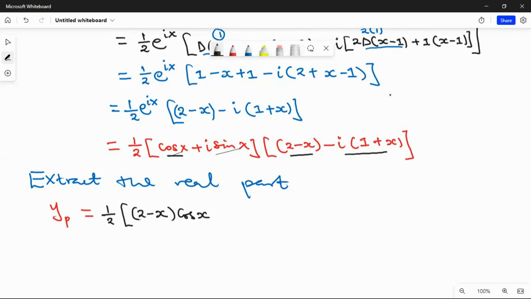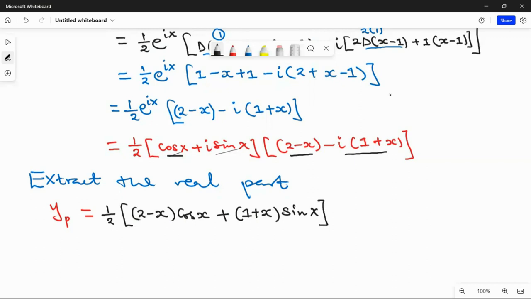Another one is when I multiply iota sine x times this other complex, negative iota into 1 plus x. Because you know i squared is negative 1. So that means we'll have i sine x times negative i into 1 plus x. So that we'll have negative i squared, which is the same as positive 1. So that's the same as positive 1 plus x. And this should multiply sine x. So that's the real part, and that's our particular integral.